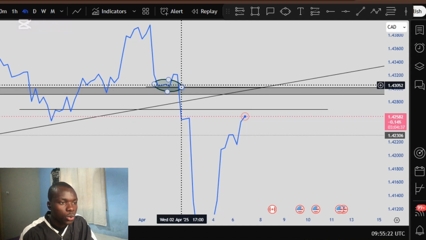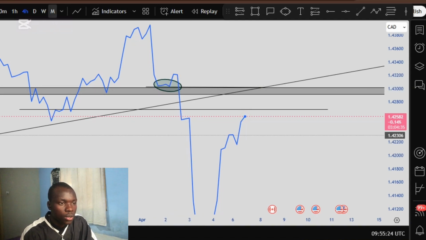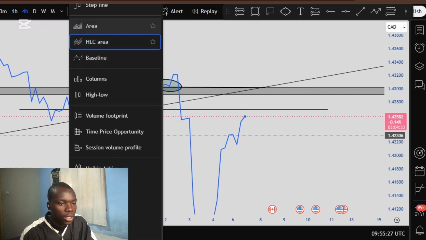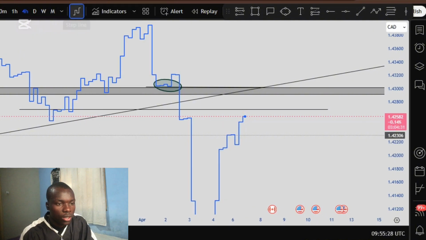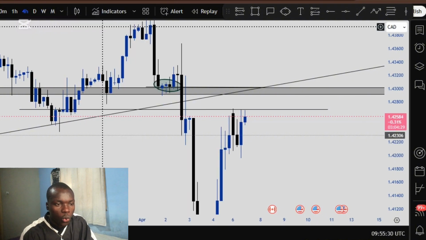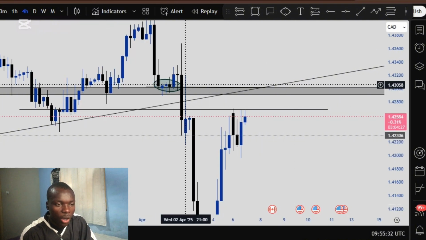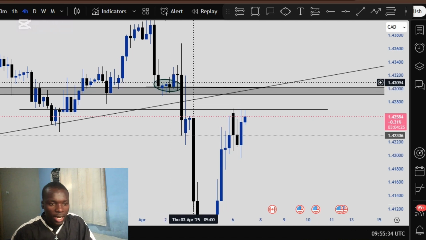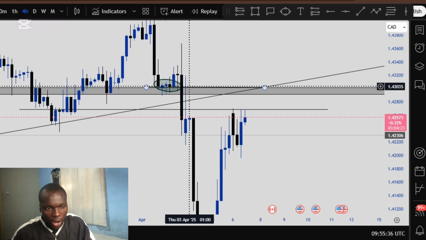So let's go back to the line chart. Okay, so this is the line chart. We'll be expecting the market to tap in there also, particularly. You can see that that particular zone is also our area of interest. That's our area of interest, and that's the 4-hour change of character.